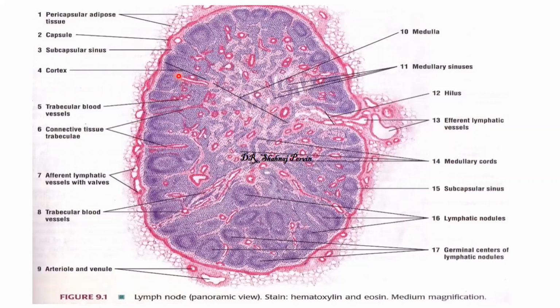So what is the identification? This is the lymph node, the histological structure of lymph node. But the identifying points: outer capsule is present, then subcapsular sinus is present, then cortex contains lymphatic nodules, medulla contains medullary sinus, and efferent lymphatic vessels are present. So these 5 points that I said are the identification features of the lymph node.